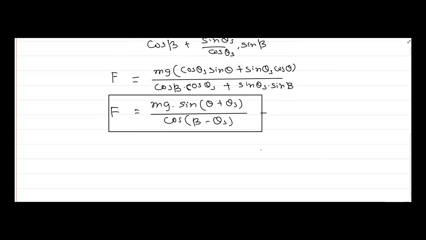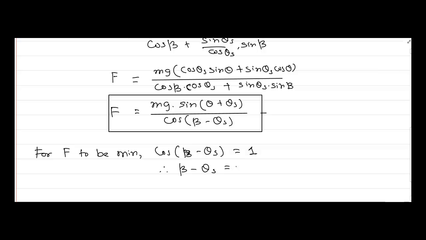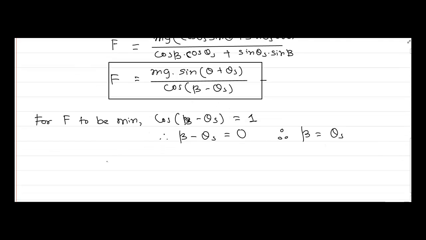And as we did in the previous case, if we want F to be minimum, then the denominator has to be maximum. So cos beta minus theta s has to be maximum, and the maximum value of cos is 1. Therefore beta minus theta s is equal to 0 because cos 0 is 1, and therefore beta is equal to theta s. So when the angle at which the force is applied, which is beta, is equal to the angle of friction, minimum force is required to push the object up the incline.